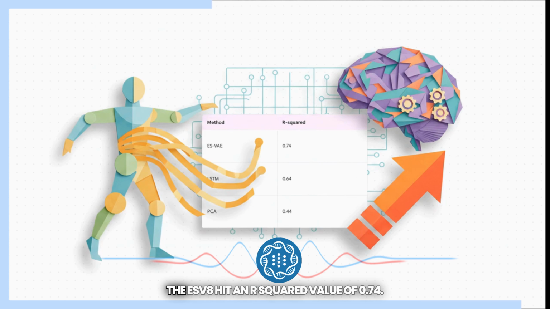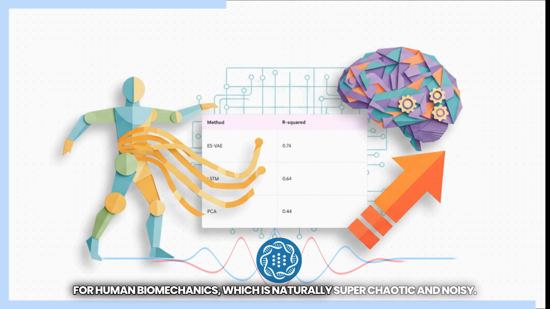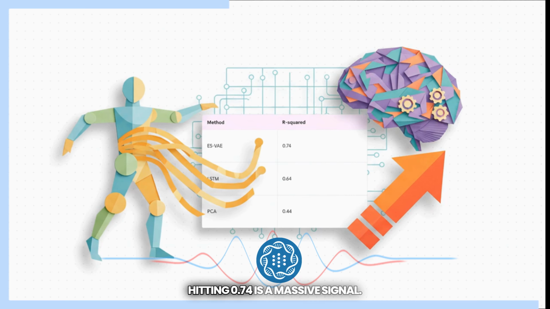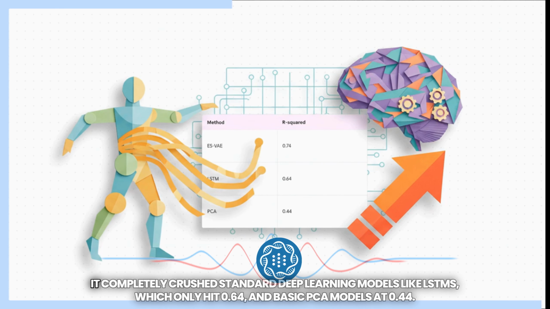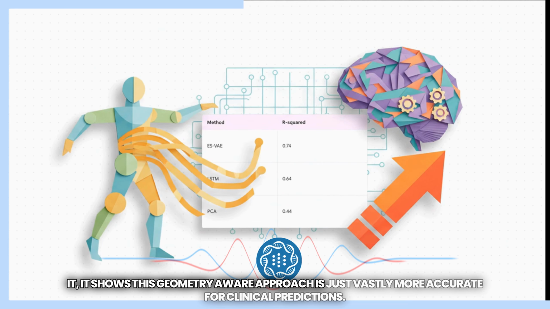Look at these results. The ES-VAE hit an R-squared value of 0.74. Now, in statistics, that means the model can explain 74% of the variance in a patient's mobility score. For human biomechanics, which is naturally super chaotic and noisy, hitting 0.74 is a massive signal. It completely crushed standard deep learning models like LSTMs, which only hit 0.64, and basic PCA models at 0.44. It shows this geometry-aware approach is just vastly more accurate for clinical predictions.